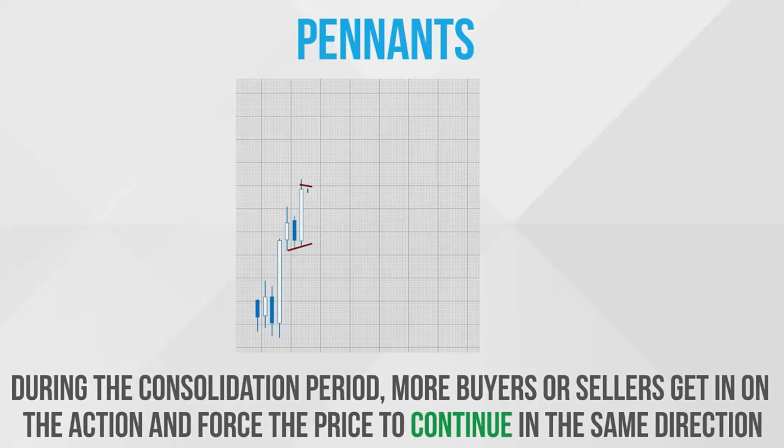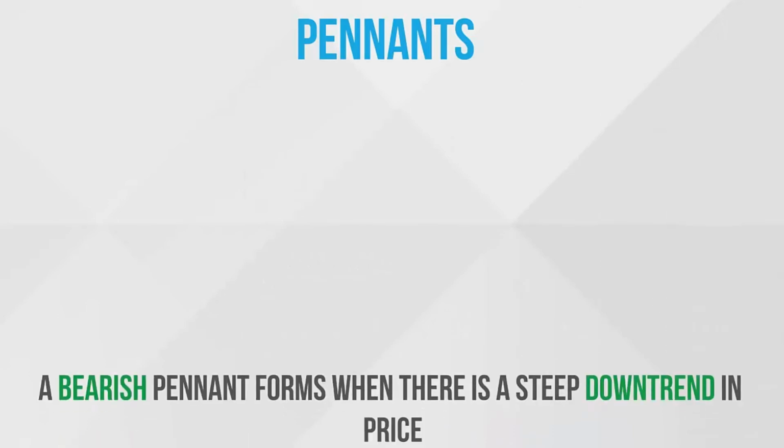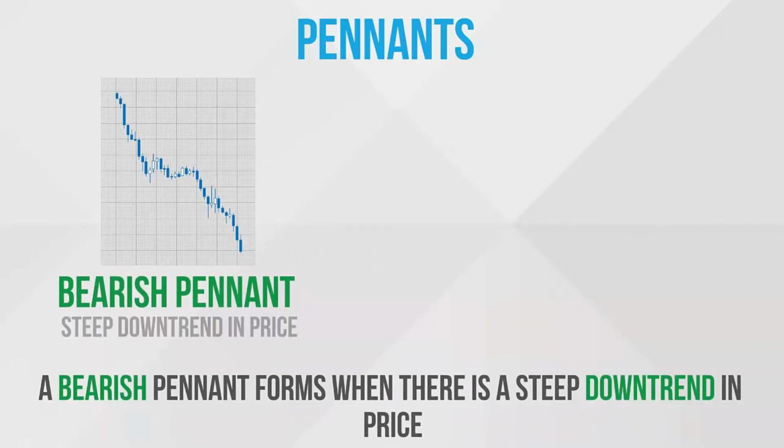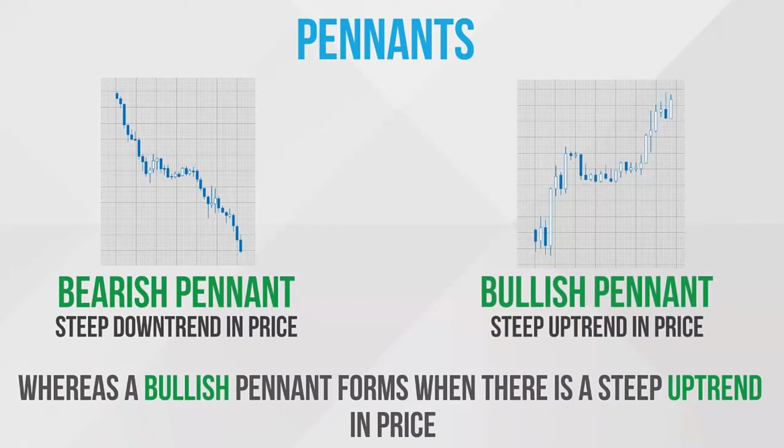During the consolidation period, more buyers or sellers, depending on the direction, get in on the action and force the price to continue in the same direction. A bearish pennant forms when there is a steep downtrend in price, whereas a bullish pennant forms when there is a steep uptrend in price.